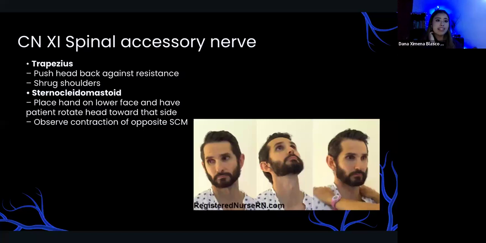Sternocleidomastoid, we're going to place a hand on our patient's face and have the patient rotate the head toward that side. And we're going to observe the opposite contraction of the sternocleidomastoid. So with this resistance, can you rotate the head toward this side? Okay. Then to this side. Okay, you're going to examine the contraction of the opposite sternocleidomastoid.